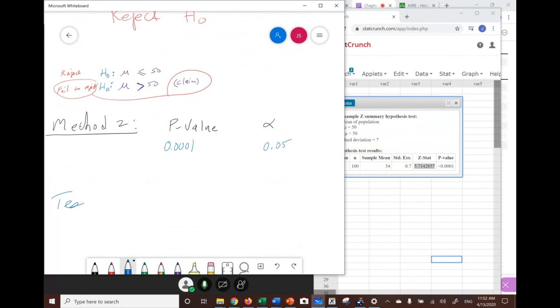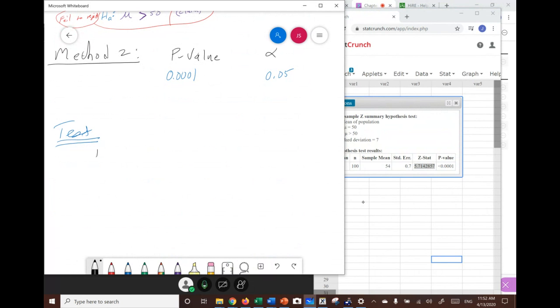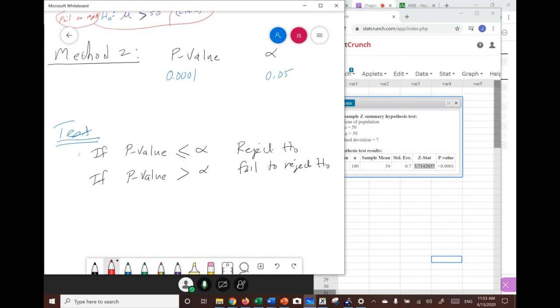This is the test that we will use all the time. And the test states the following. The test says, if the p-value is less than alpha or equal to alpha even, reject H naught. If the p-value is bigger than alpha, fail to reject H naught. So this test is good for all problems, not just this one.